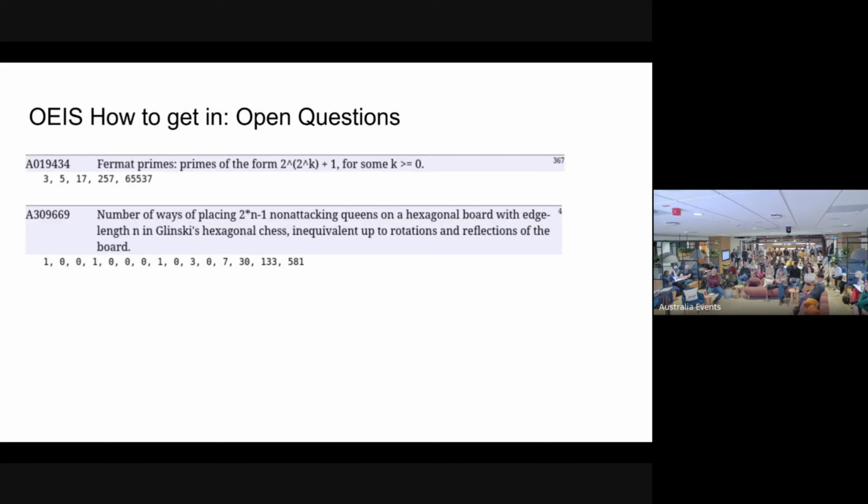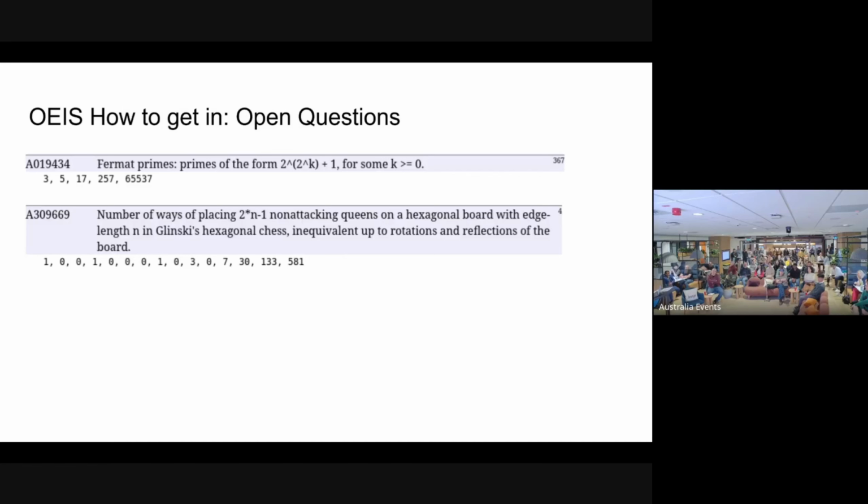For example, the Fermat primes. It would be very hard to find the next one. It's probably gigantic. And then there are all these esoteric things that who knows what they are, right? Number of ways of placing 2n-1 non-attacking queens on a hexagonal board with edge length n in Glinsky's hexagonal chess, whatever, right? I don't know what any of that is, but maybe if I worked out an algorithm, maybe I could find the next number, right? But where do you begin?